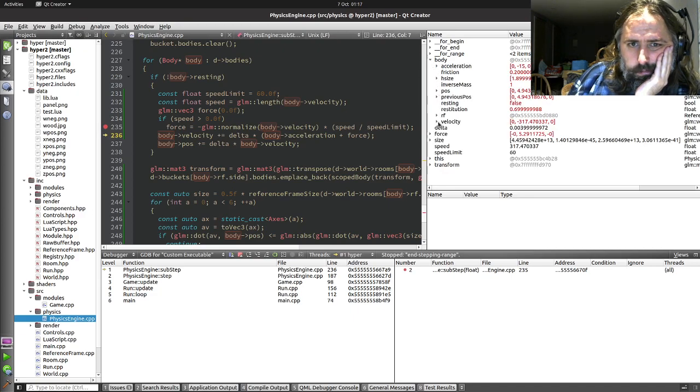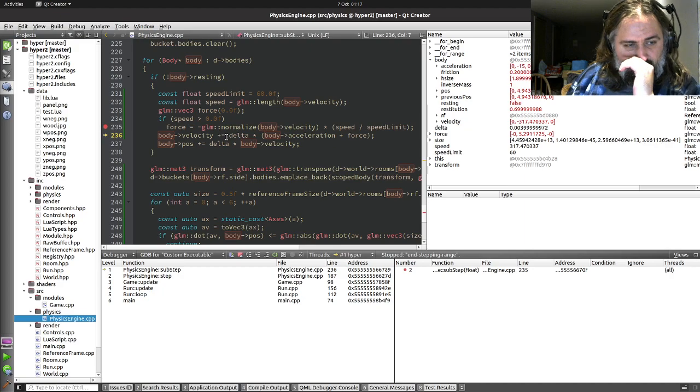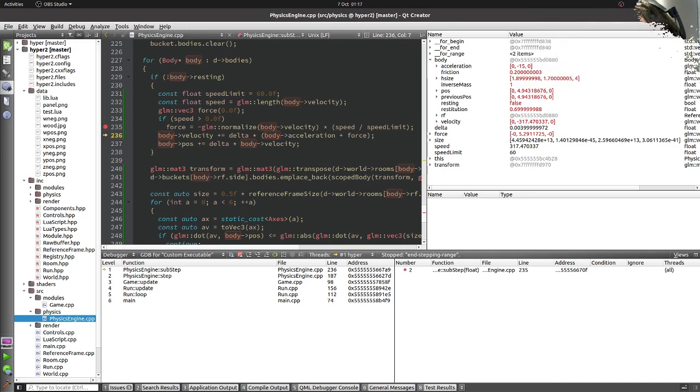I'm curious how it has achieved this. So the force here, just to remove my face so you can see the debugging. It's pushing up with a force of 5.29.